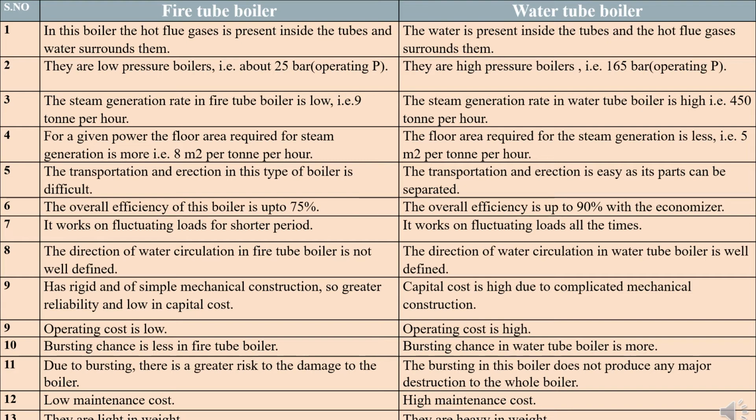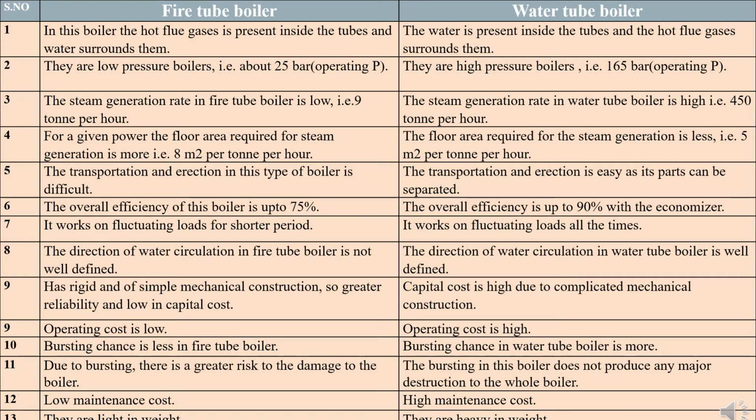Since operating pressure is around 165 bar, steam generation rate in a fire tube boiler is low, around 9 ton per hour, whereas it can be as high as 450 ton per hour for a water tube boiler. For a given power, the floor area required for steam generation in a fire tube boiler is around 8 meters square per ton per hour, whereas it is around 5 meters square per ton per hour in a water tube boiler. The overall efficiency that can be achieved in case of a fire tube boiler is up to 75%, whereas in a water tube boiler we can achieve up to 90% efficiency when an economizer is used.